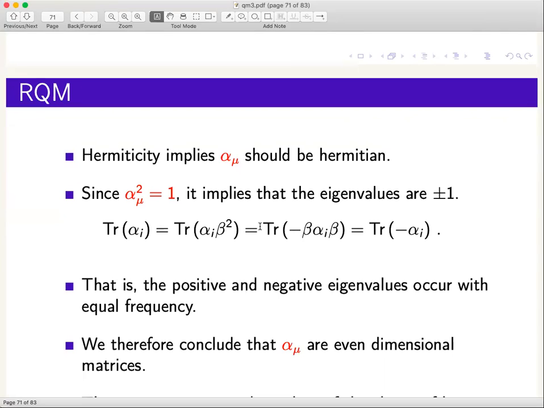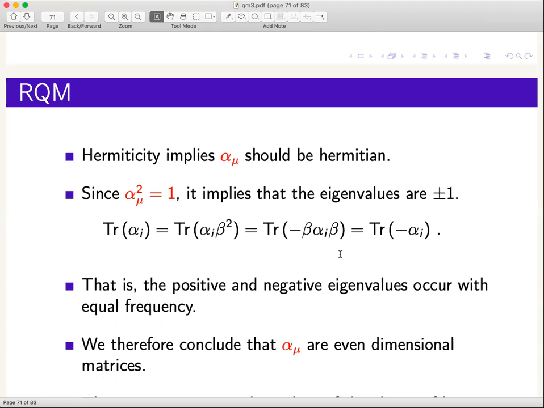You can pull the minus sign out of this trace if you wish. Then you get the expression beta alpha I beta, and you are taking a trace of that. But remember, the trace is independent of the order in which you write down matrices, as long as that order is only cyclically permuted. So you can cyclically permute this and write this expression again as alpha I beta squared. But now you have a minus sign. So it tells you that the trace of alpha I is the same as the trace of minus alpha I. The only answer to this is that alpha I must be a traceless matrix.